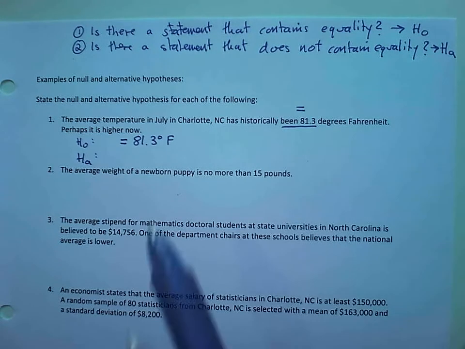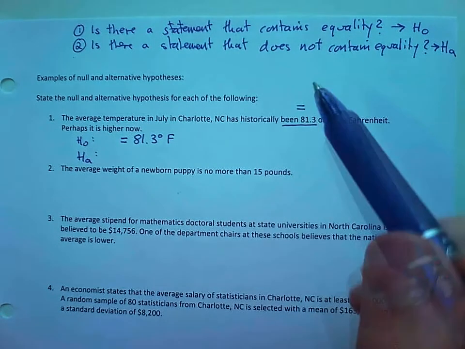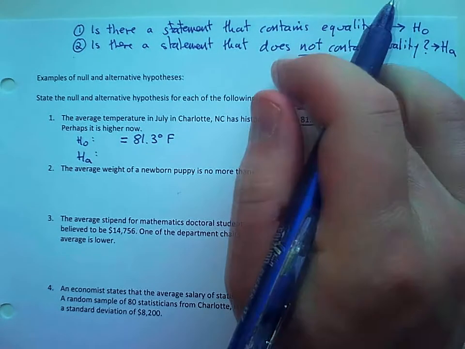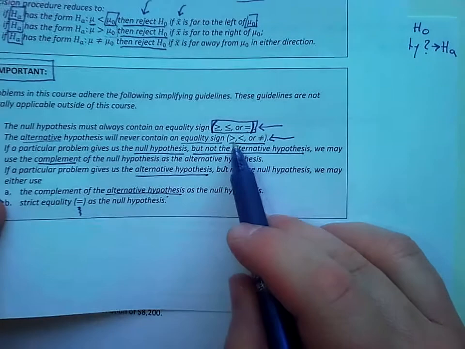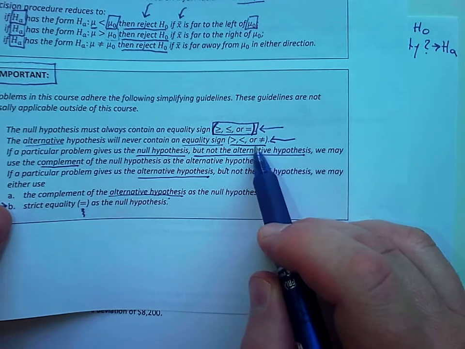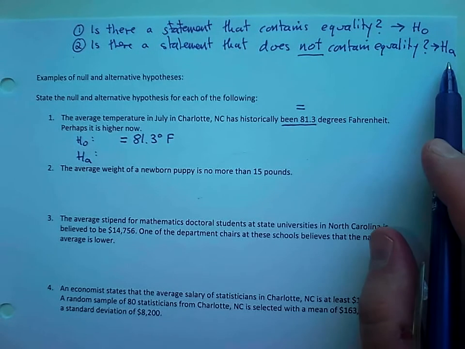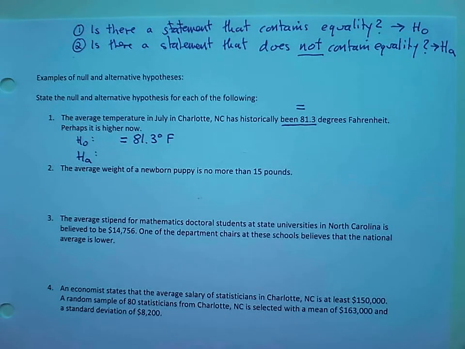But anyways, the first one that we're asking ourselves here is: is there equality? The second question that we're asking ourselves is: is there a statement which does not contain equality? So again, strictly greater than, strictly less than, or strictly not equal to is what we're looking for now. And if we have such a statement, then that's going to become our alternative hypothesis.